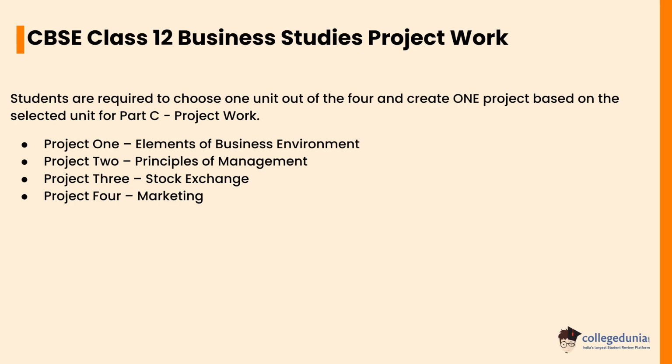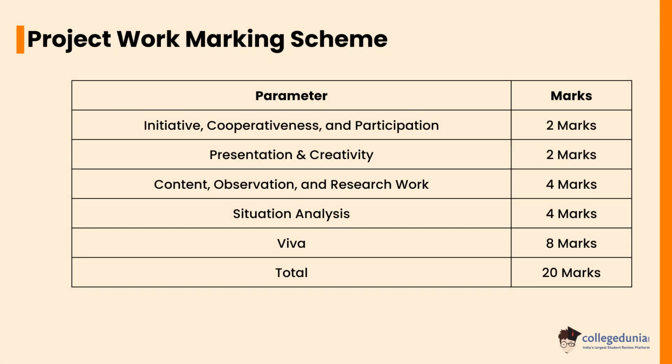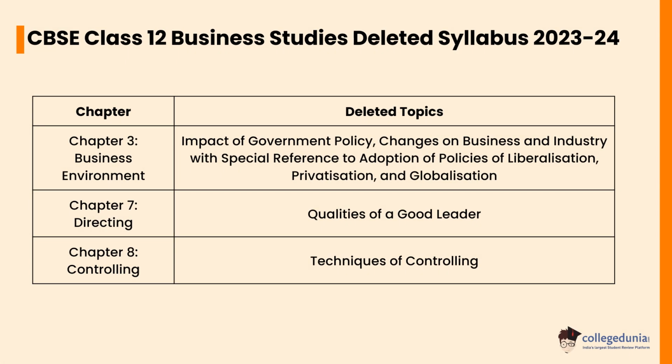Let's check the project work marking scheme. Initiative, Cooperativeness and Participation consists of 2 marks. Presentation and Creativity consists of 2 marks. Content, Observation and Research work consists of 4 marks. Situation Analysis consists of 4 marks. Viva consists of 8 marks. Let's check the CBSE Class 12 Business Studies Deleted Syllabus 2023 to 2024.